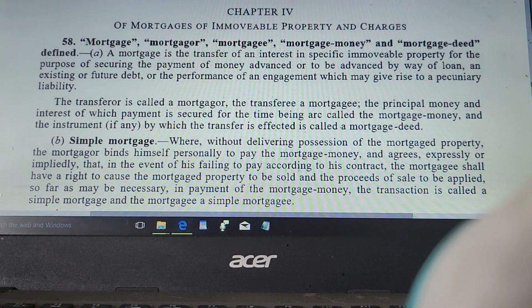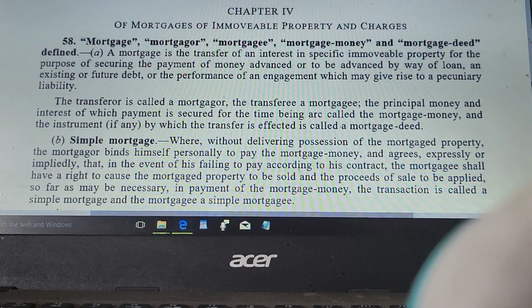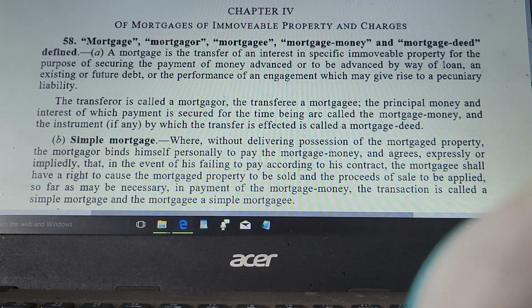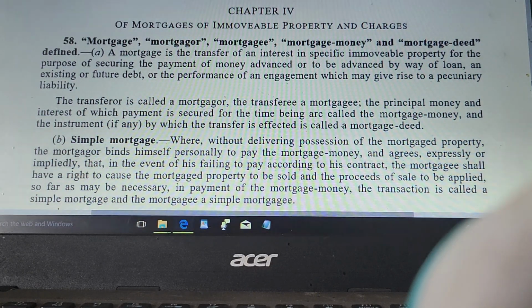We are back at Chapter 4 of Mortgages of Immovable Property and Charges.